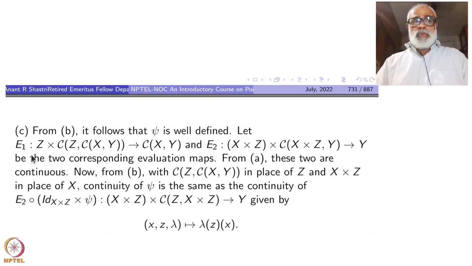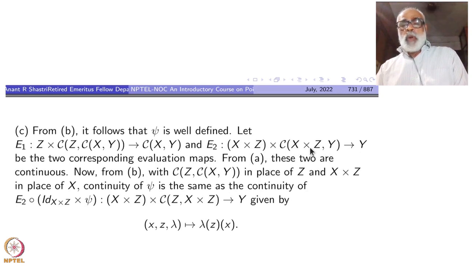Let now I will have two more exponential maps here, evaluation maps here. Remember, this capital E was from X cross CXY to Y. Similarly, I have this E1 from Z cross C of Z comma CXY to CXY, and E2 is from X cross Z cross C of X cross Z comma Y to Y. So domains are repeated here. Okay, this is domain, that is a codomain. The last thing will be the codomain, that is the pattern for evaluation maps everywhere. So there are two such evaluation maps.